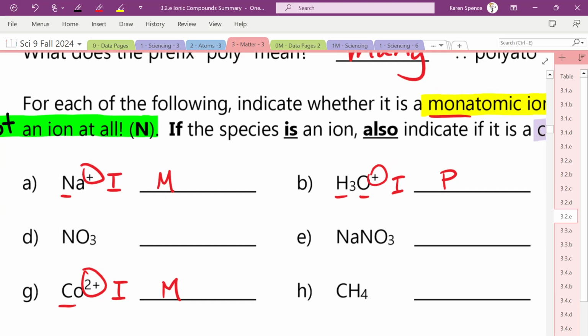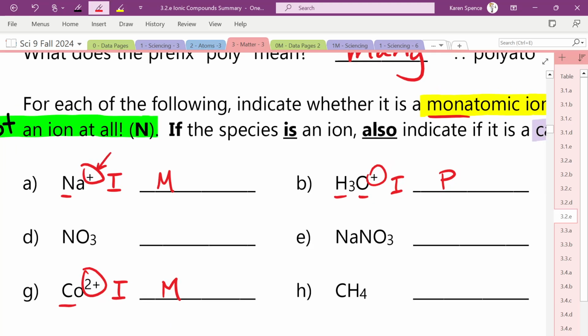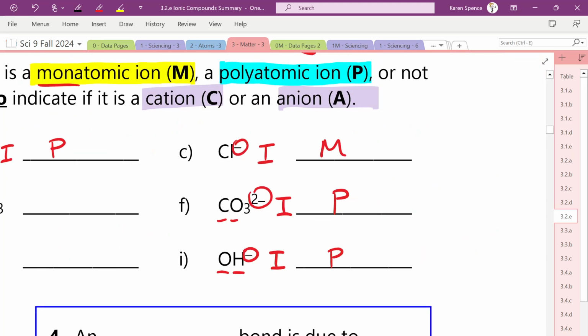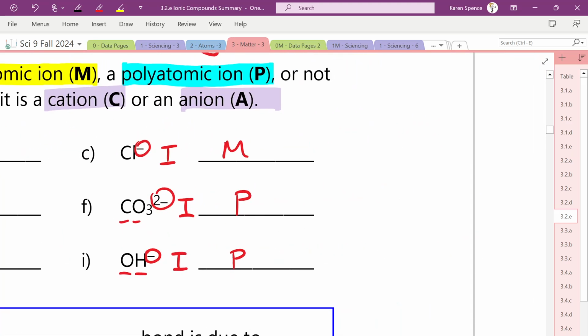Is Na a cation or an anion? It's positive. Cation. Is cobalt a cation or an anion? Cation. Is Cl minus a cation or an anion? Anion. Is CO3 2 minus? Anion. And OH minus is an anion.